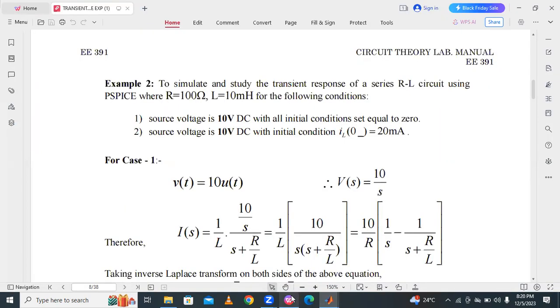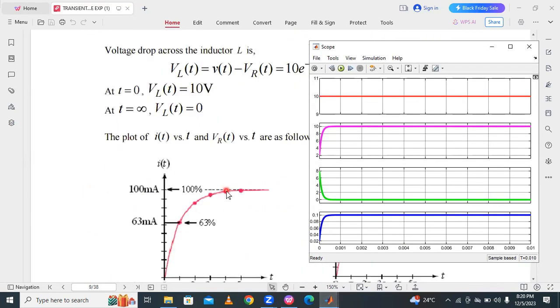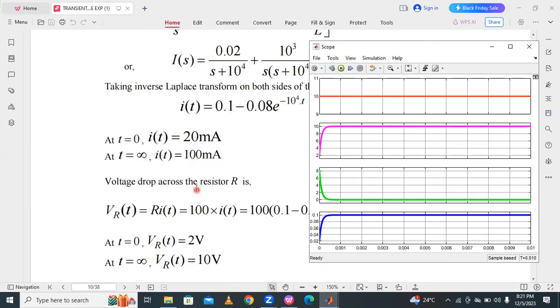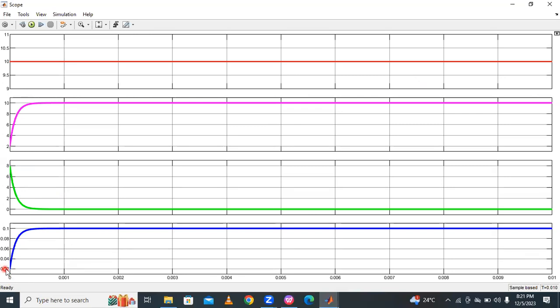So this is our response. We can verify this by considering the initial conditions. The current I of t at t is equal to 0 is 20 milliamps, so it starts from 0.02, and this is the current waveform. From 0.02 onwards it is increasing, and finally it reaches 100 milliamps, which is 0.1. It starts from 0.02 and ends at 0.1 amps. This is the inductor current.